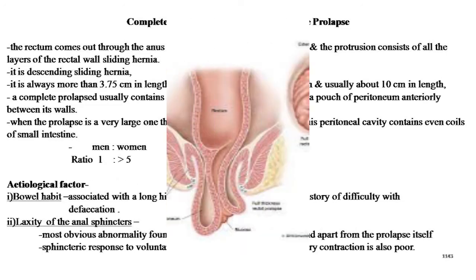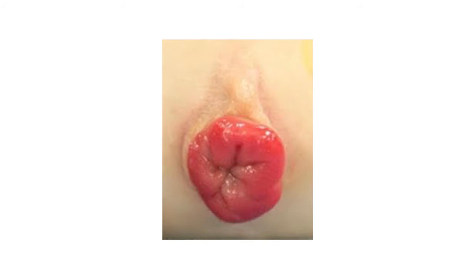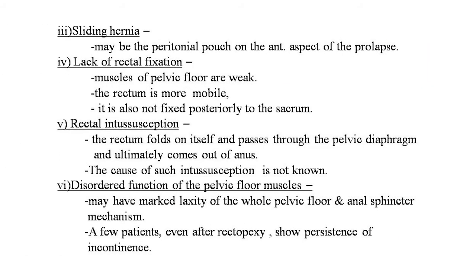Now here is a good image of the complete procidentia. This is the prolapse of the rectum, complete prolapse procidentia. Now the next etiological factor is sliding hernia. There may be a peritoneal pouch on the anterior aspect of the prolapse, lack of rectal fixation, muscles of the pelvic floor are weak, the rectum is more mobile. It is also not fixed posteriorly to the sacrum.